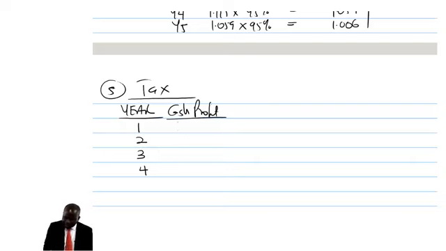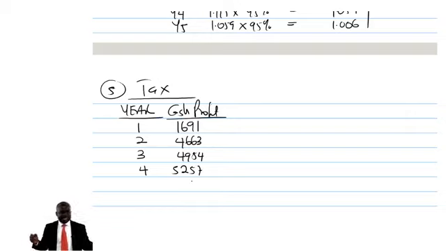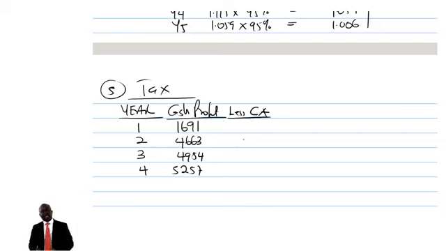Year 1, our cash profit is 1691, and then year 2 is 4663, and then 4954, and then 5257. These are the cash profits for the respective years. To get the taxable profit, I will have to deduct my capital allowance. So I go to the question. How do you want me to calculate the capital allowance? Let's go to the question.